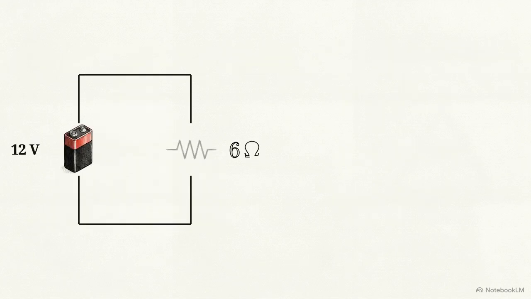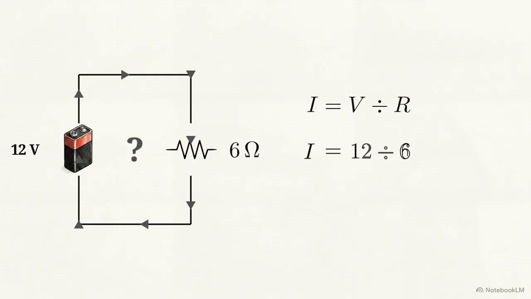Let's test this on a real circuit. We have a 12-volt battery and a 6-ohm resistor. We need to find the unknown current. Following our triangle, current equals voltage divided by resistance. 12 divided by 6 gives a final current of 2 amperes.